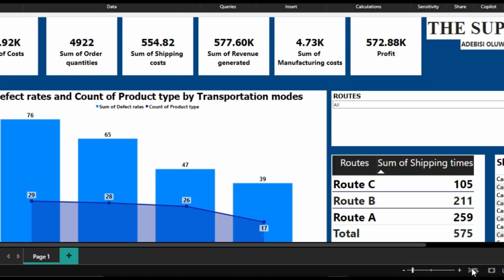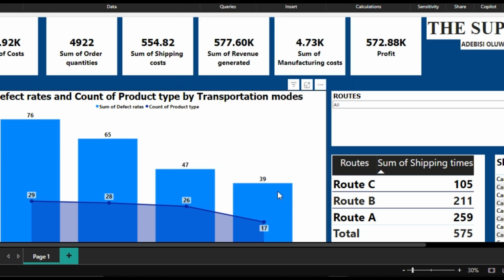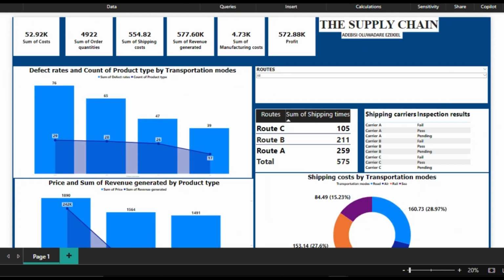We also looked at the shipping costs by carriers. Then we looked at the cost distribution by various transport modes. And lastly, we looked at the average defect rates by the various product types and the transportation modes.